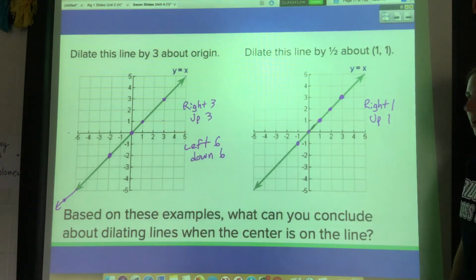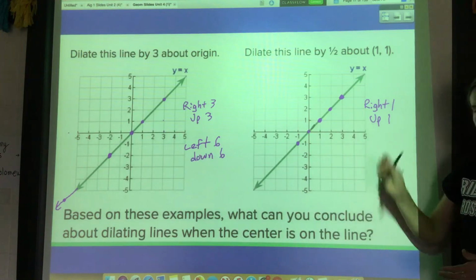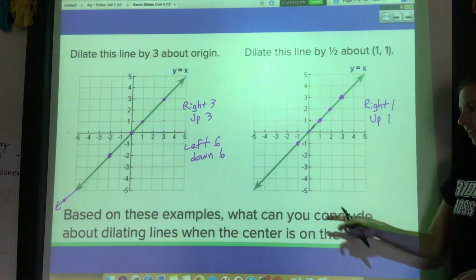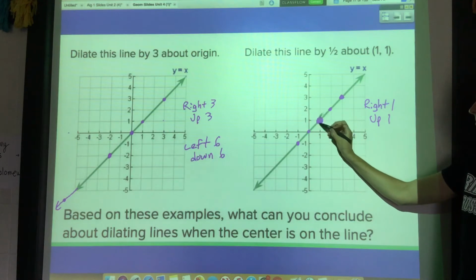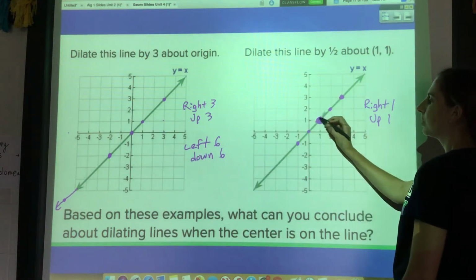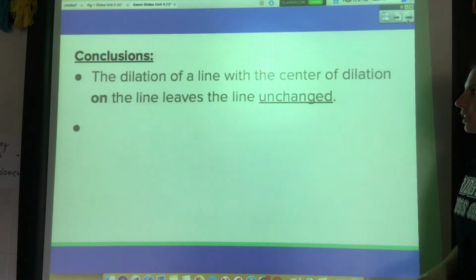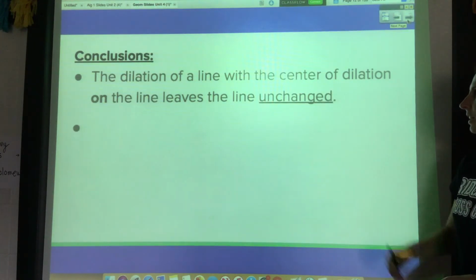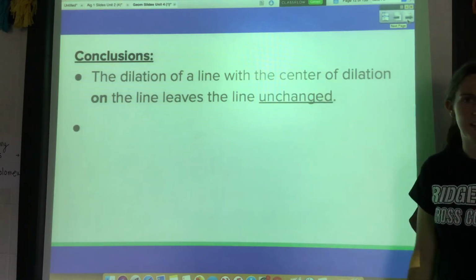So this is probably overkill at this point, but you'll notice, based on these examples, and if you want to keep experimenting, you can, what do you think we can conclude about dilating a line if the center of dilation is on the line? Like, if I were to stretch or shrink this line out from this point, what do you think is going to happen? And so the conclusion is, basically, anytime you dilate a line with the center of dilation directly on the line, the line is unchanged.